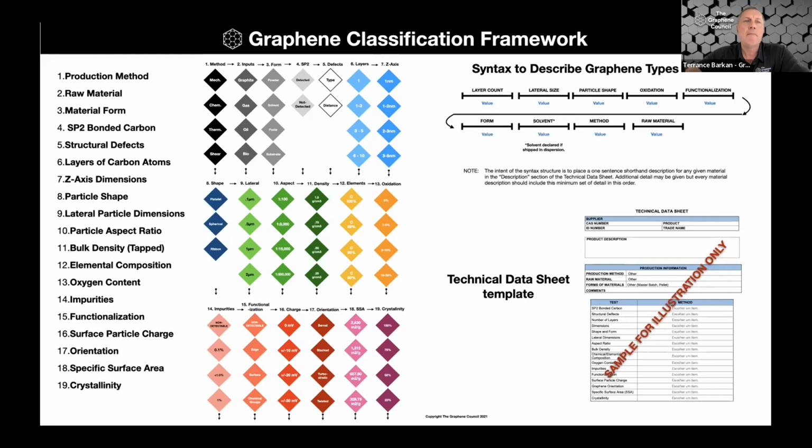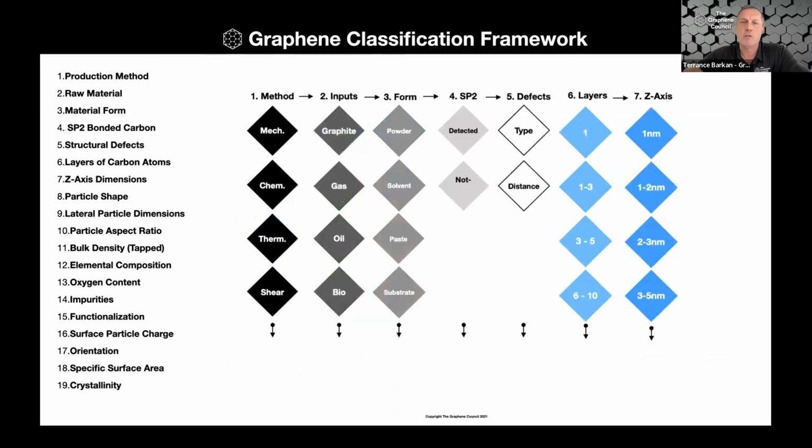And you'll see, for example, the first two listed here, the production method and the raw material used, these are actually self-declared values. They're not tested for. And then you have another 17 that would be the result of different testing. The syntax gives you a structure for how to refer to the material in a consistent manner. And then we have the technical data sheet. And so this is kind of what it looks like.